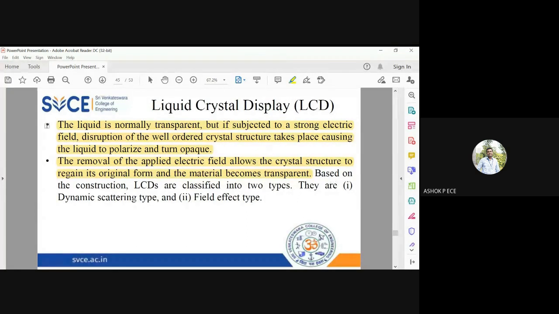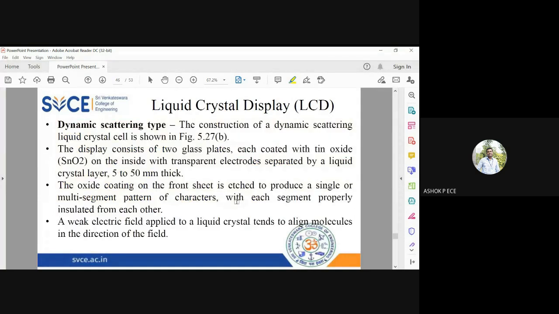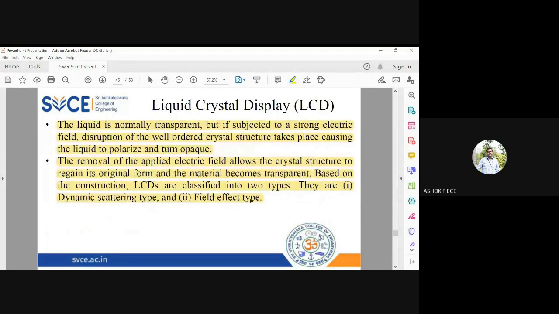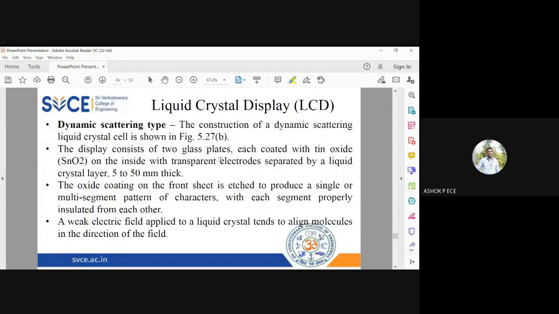Based on this property, liquid crystal displays are classified into two more types, called dynamic scattering type and field effect type. In the dynamic scattering type, the construction is shown there. I'll show you. You have two glass plates, each coated with tin oxide on the inside with transparent electrodes, separated by a liquid crystal layer 5 to 50 micrometers thick.